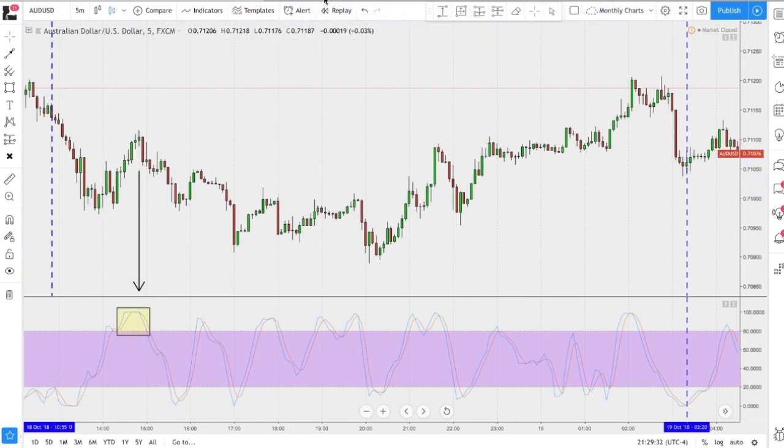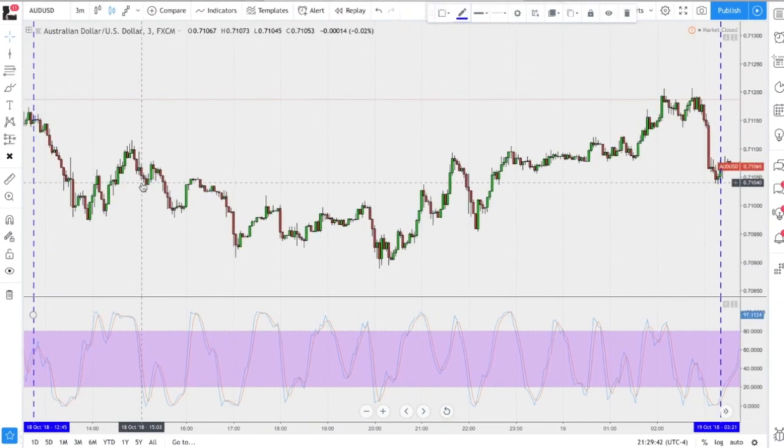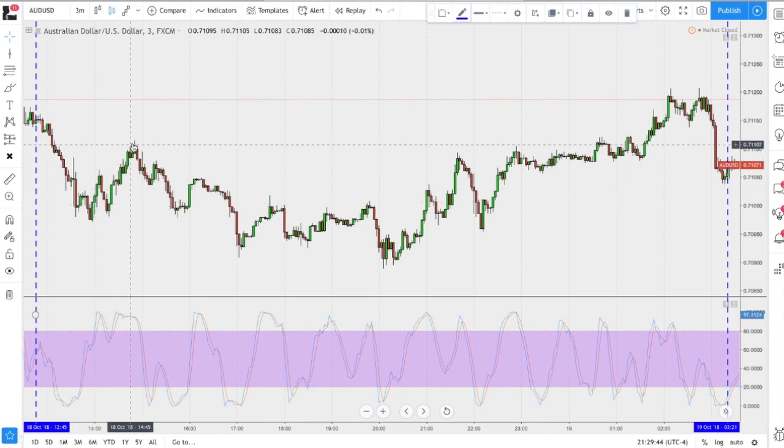Let's go look at that point on the 3-minute time frame now. So that was around what time? Let me just make sure. Between about 15 on the 18th there. So that was right here. That was right inside of here.